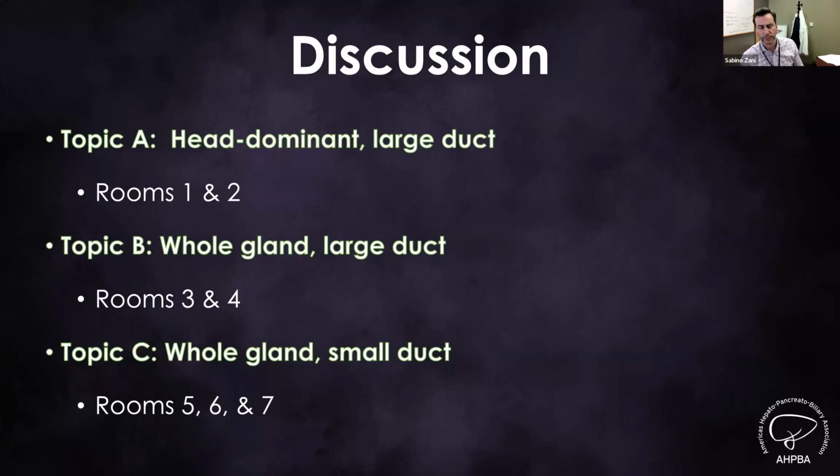So moving on to rooms 3 and 4. Room 3, when you're dealing with a whole gland or large duct process in a similar type of patient, I know we spoke about it before with groups 1 and 2, but what are your thoughts on pre-op evaluations and how you would recommend this?